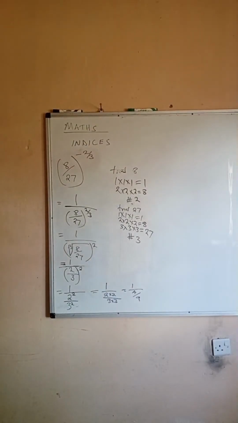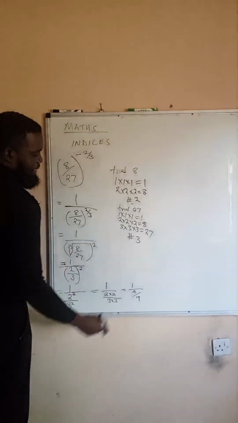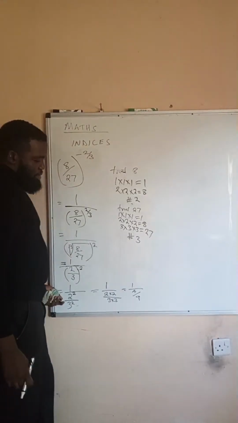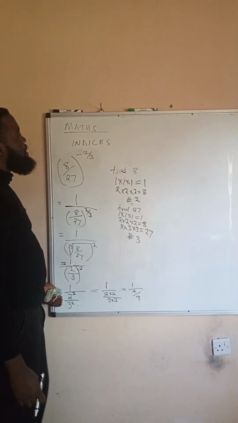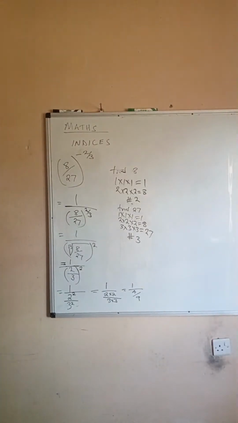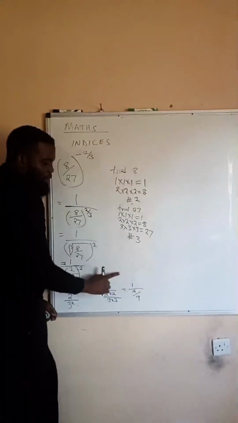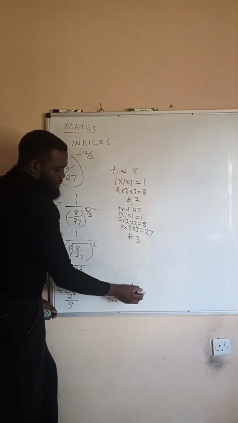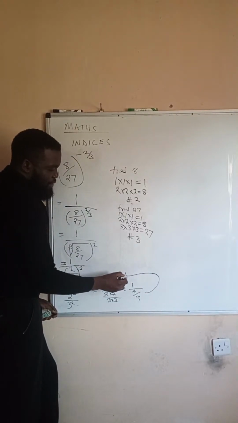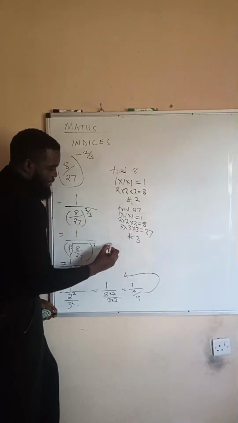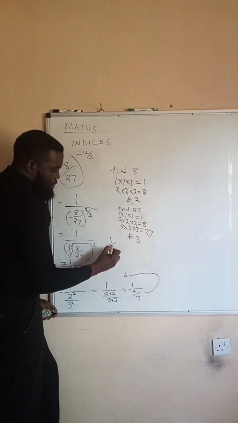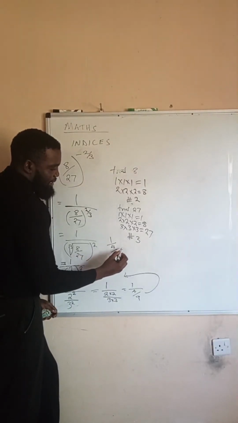So 1 over 4 over 9. We'll soon be done. This is part 2. And then part 3, you do it tomorrow. Okay, what do we have? So this is 1 over 4 over 9. Because of space, I'll bring it and solve it on top here.